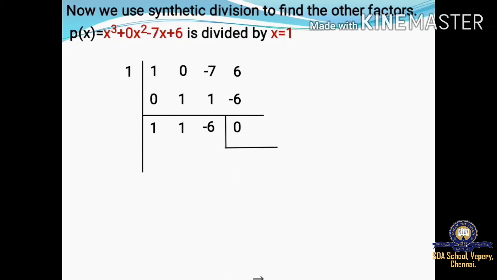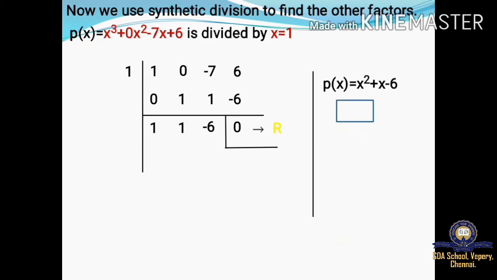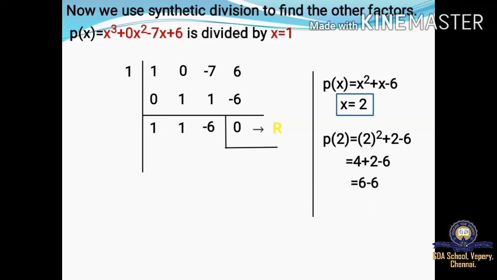Yes. Now what will I be left with? The x square term, the x term and the constant term, that is x square plus x minus 6. Got it? Now I have to factorize it. How will I factorize it? Let us put x as 2. If I put x as 2, what answer will I get? 2 square plus 2 minus 6. That is, 2 square is 4, 4 plus 2 minus 6. I will get the answer as 0.